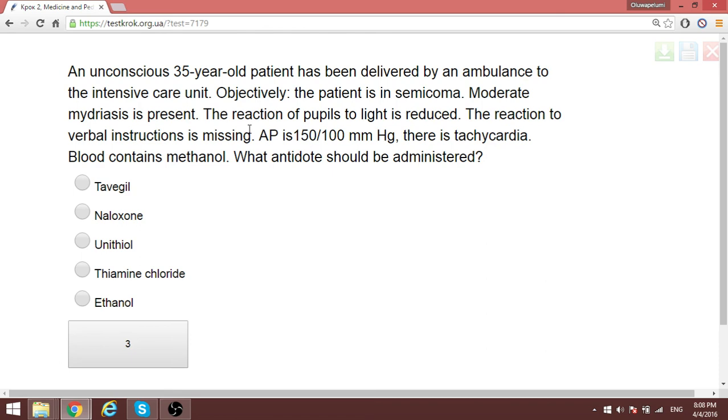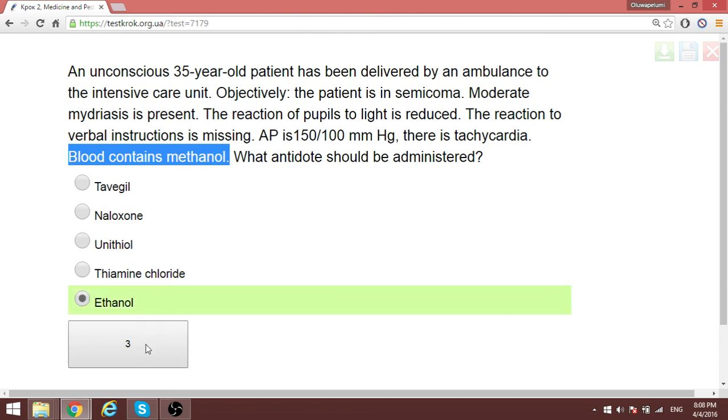So a patient has methanol poisoning. Blood contains methanol. How do you treat methanol poisoning? We treat methanol poisoning with ethanol. Naloxone is the antidote of opioids.